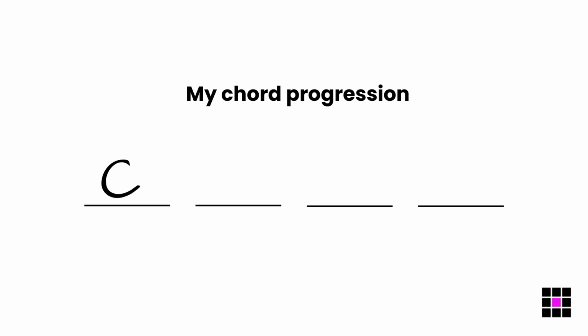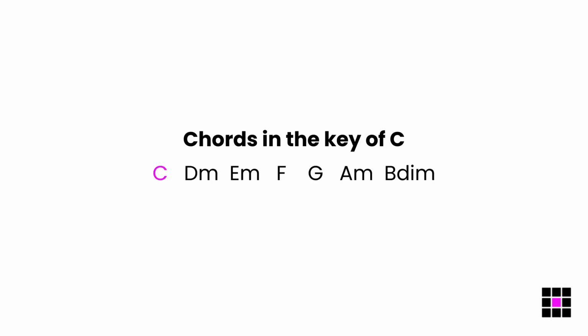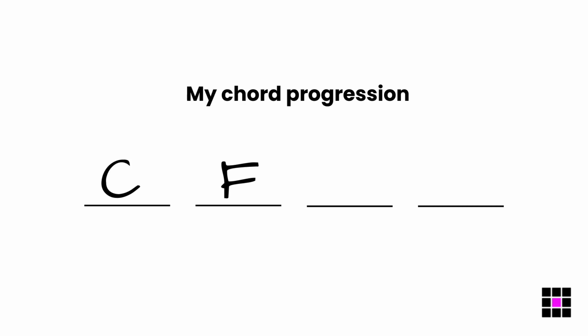But where should I go next? Well, I can go to any of the other chords in my key. For example, I could go from C to A minor. That sounds pretty nice. Or I could go from C to F. That sounds pretty good too. I think I'll go with that one. Then where am I going to go? So I've got C to F. Well, then I could go maybe up to G and then back to C. Let's see how that sounds.